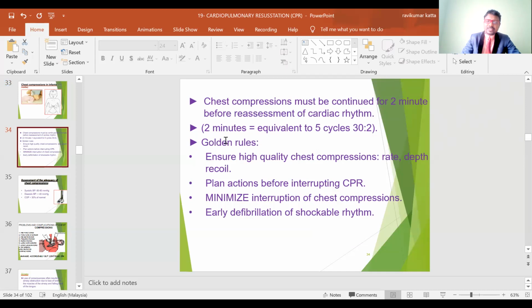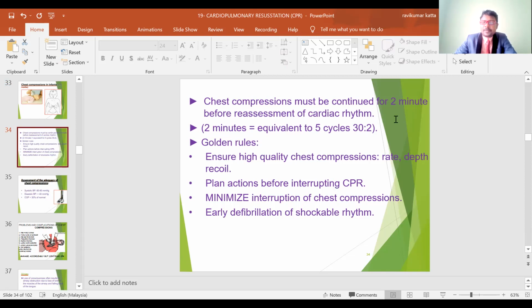In this one, 2 minutes is equivalent to 5 cycles. Normally we give 100 to 120 compressions per minute, divided into 5 cycles over the 2 minutes, so at least 2.5 cycles in 1 minute. It depends upon the healthcare providers, the CPR providers, so it may vary. Some people are very slow, so the cycles are delayed. But normally, we have to finish at least 5 cycles in the 2 minutes.